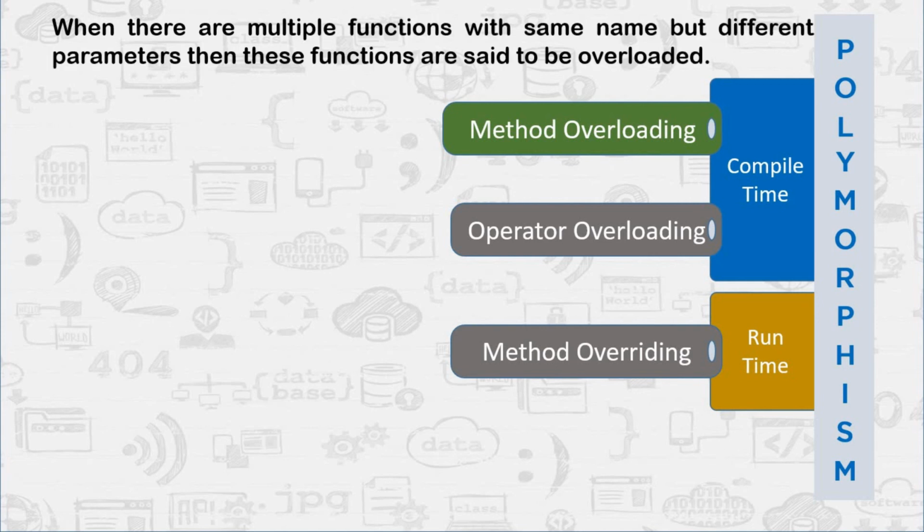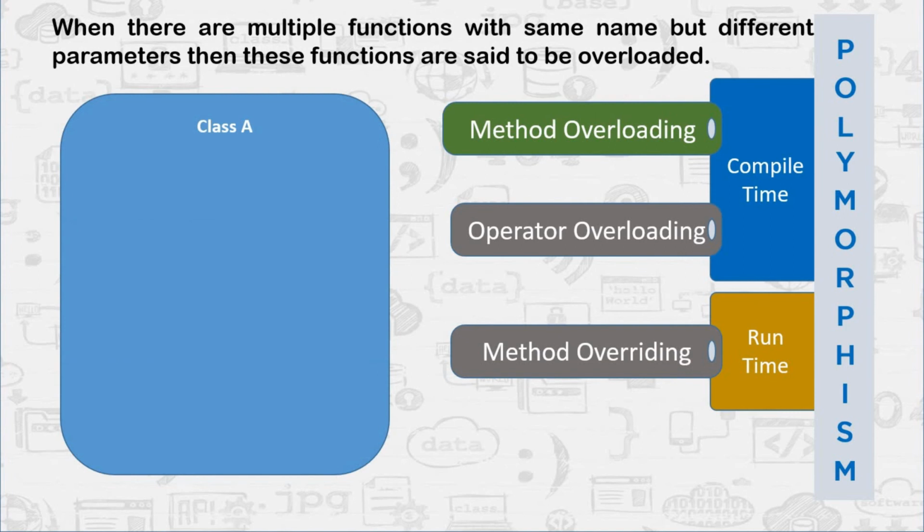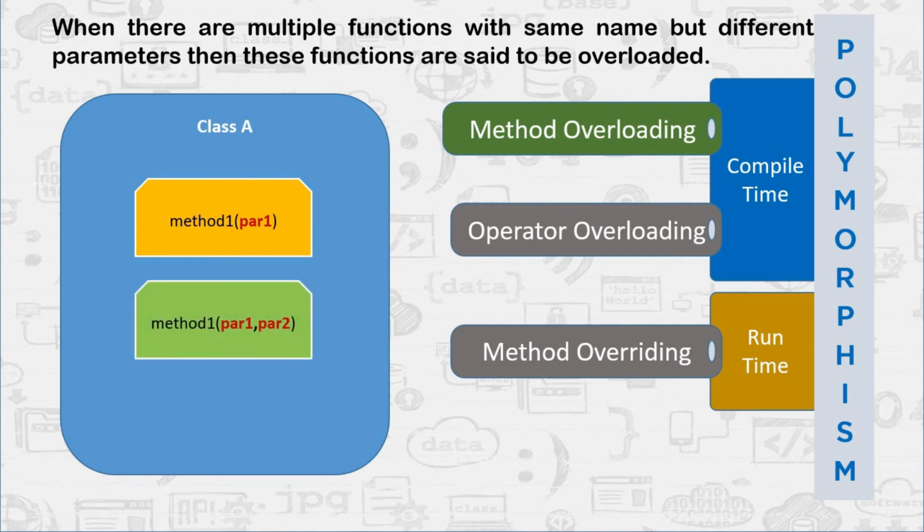When there are multiple functions with the same name but different parameters, these functions are said to be overloaded. As you can see in class A, there are two methods with the same name, but method 1 has one parameter, whereas method 2 has two parameters. These methods are identified by their parameters. This concept is known as method overloading.